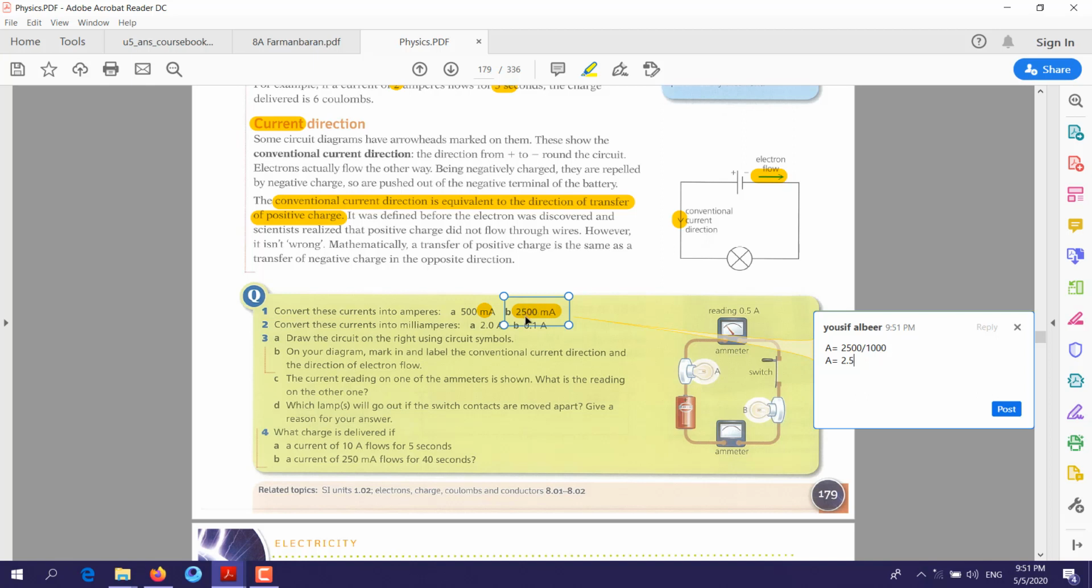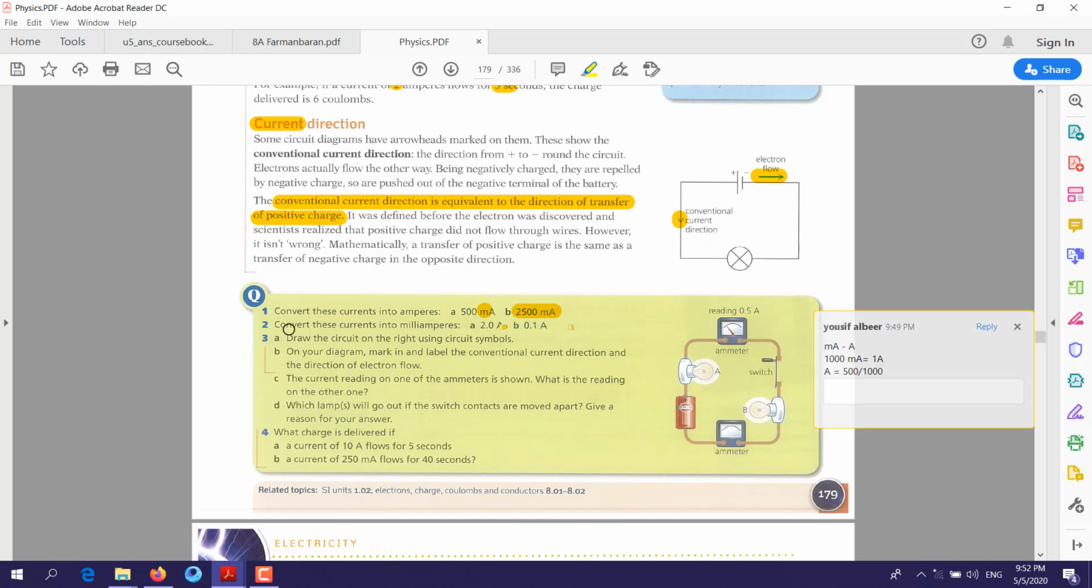This is the way to convert from milliampere to ampere. If the question is opposite, if the question gives you amperes and says convert it into milliamperes, now you will convert from big to small. From big to small, you always multiply. You will multiply by 1000.